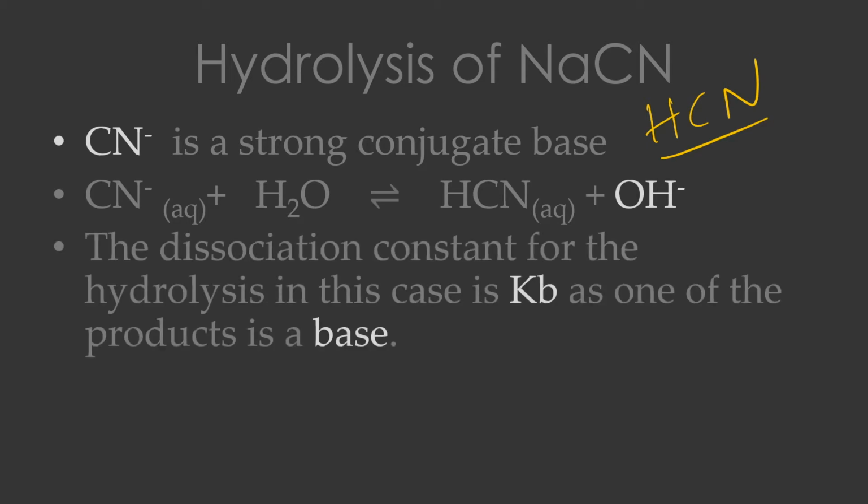This is the equation representing the hydrolysis of CN−. The dissociation constant for the hydrolysis in this case is Kb, as one of the products is a base. Kb = [HCN][OH−]/[CN−]. But in the question, we are not given the Kb value. Make note of that.